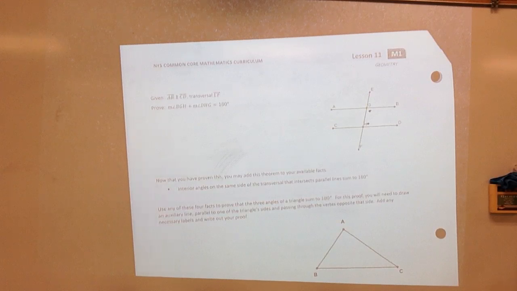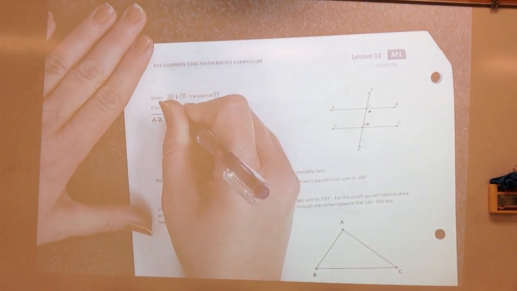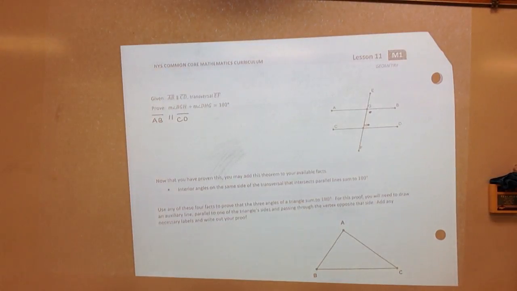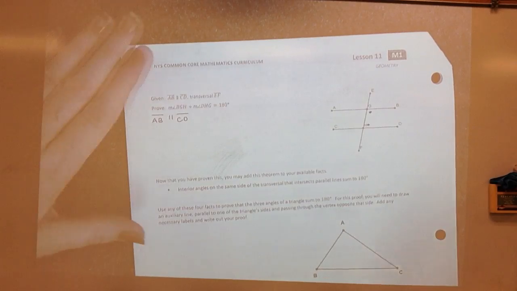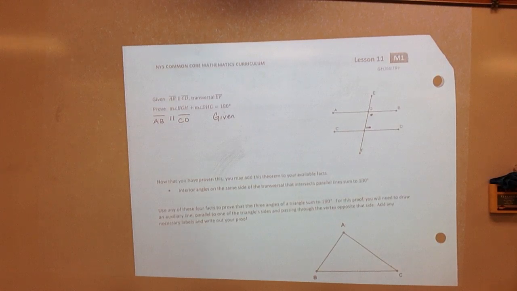All right, so the very first thing I can do is write my given statement. My given statement is that segment AB is parallel to segment CD. And the reason is given, because that is given information. I don't have to prove it in any way. It is strictly given information. So we already know vertical angles are congruent, alternate interior angles are congruent, and corresponding angles are equal in measure.